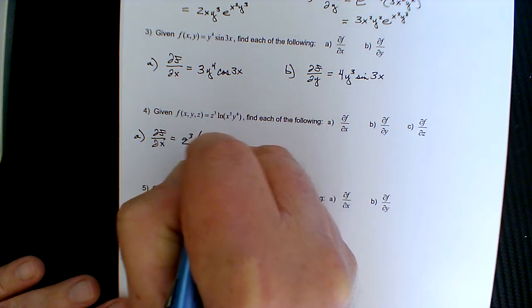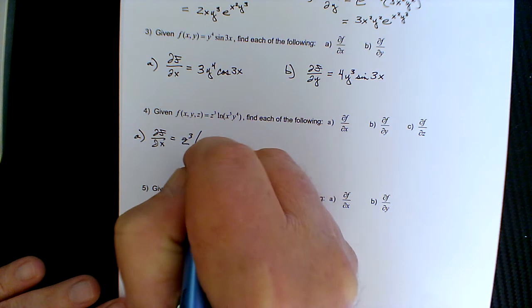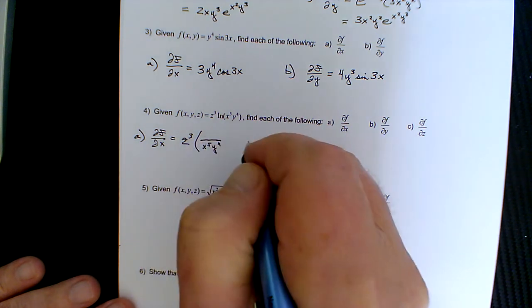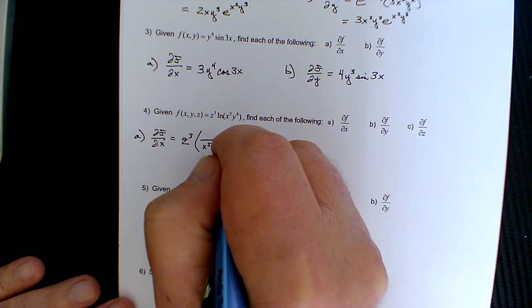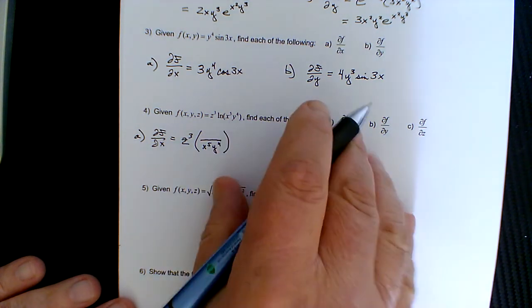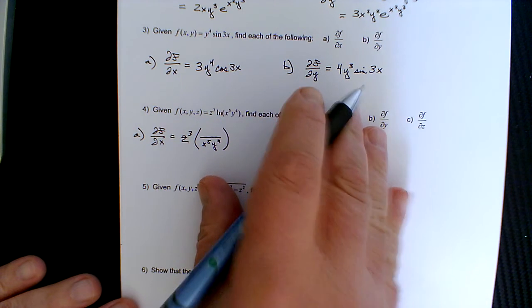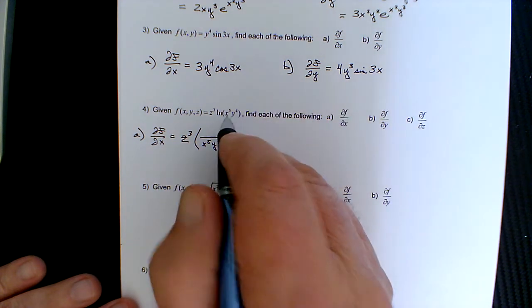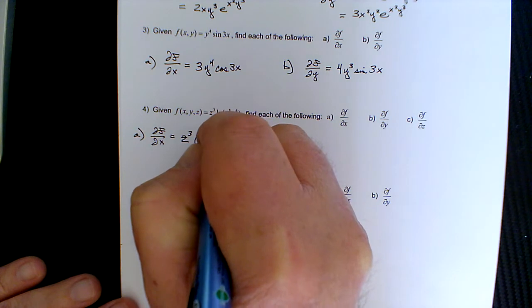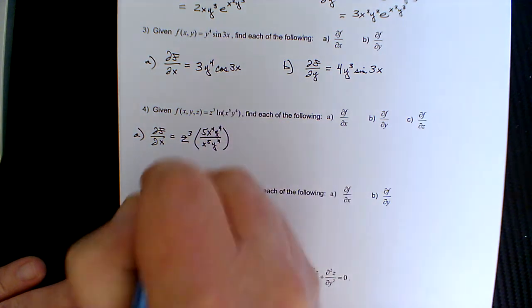We get a fraction, logarithm goes away. We put the argument, in this case, x to the 5th, y to the 4th, in the denominator of the fraction, and its derivative goes in the numerator, but we're taking the partial with respect to x, so the derivative of x to the 5th, 5x to the 4th, and the y to the 4th tags along as a constant.